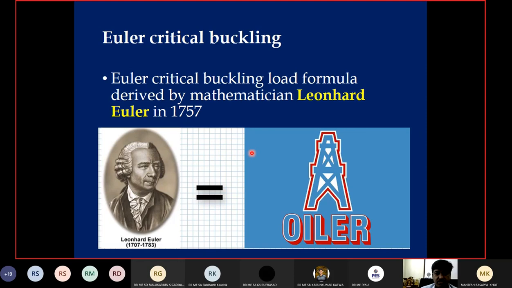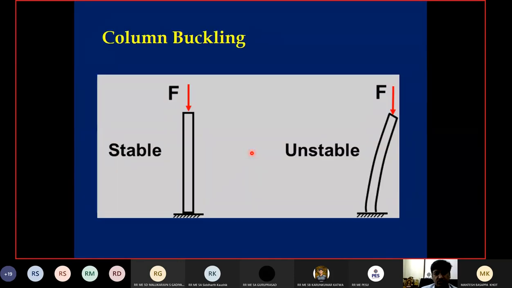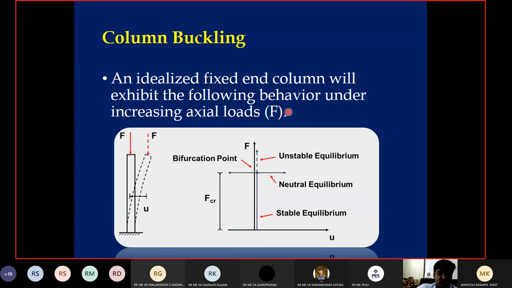So he was a person who formulated the column buckling. Firstly, he assumed his theory was applied to a structure that is within the elastic limit. That's very important to know. And the idealized fixed end column will exhibit the following behavior under the increasing axial load. Basically, when he did the formulation, he assumed the idealized column. So I will talk about it.